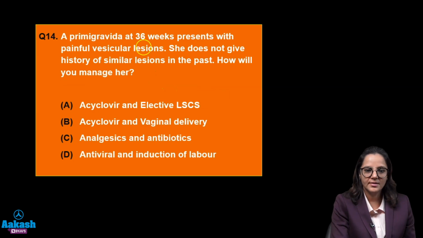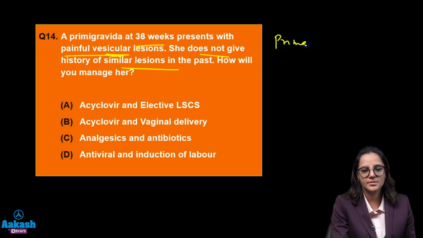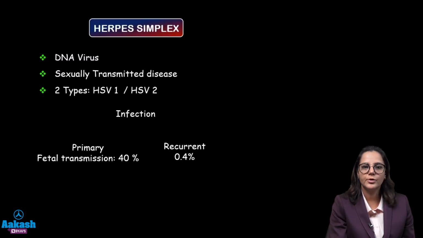A primary gravida at 36 weeks presents with painful vesicular lesions. She does not give history of similar lesion in the past, which means that it is a primary case. How are you going to manage her? So painful vesicular lesions point to herpes simplex.